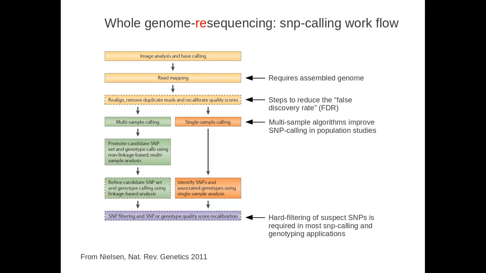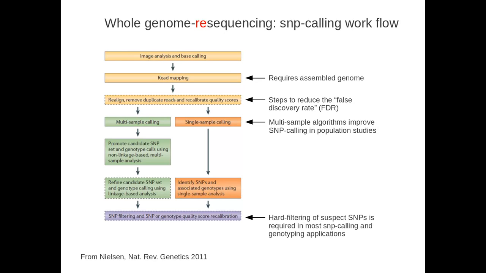SNP calling in large sequence data sets is typically done with what's called multi-sample calling. This is where you take multiple BAM files, each from different individuals, and typically merge them into one large BAM consisting of many individuals. Each read is still tracked, and it's known which read comes from each individual, obviously. But this multi-sample SNP calling is the industry standard now.